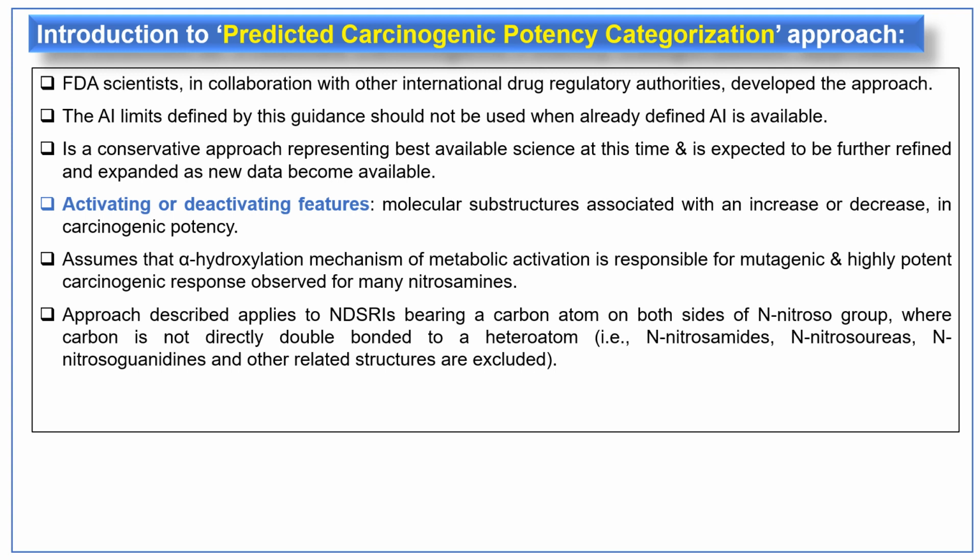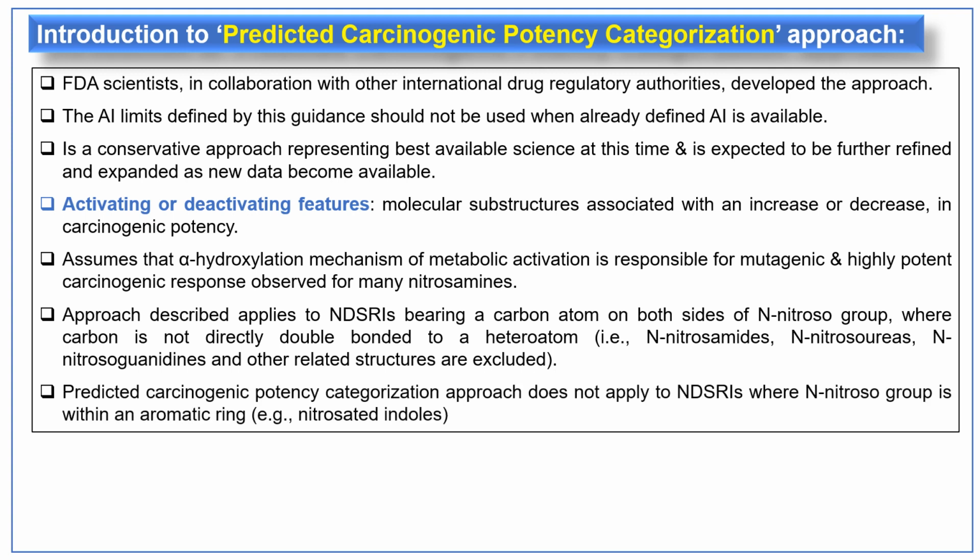This approach applies to the nitrosamine drug substance related impurities bearing a carbon atom on both sides of the nitroso group. Where the carbon is directly double bonded to a heteroatom, like N-nitrosamides, N-nitrosoureas, N-nitrosoguanidines and other related structures, they are excluded. The predicted carcinogenic potency categorization approach does not apply to impurities where the N-nitroso group is within an aromatic ring, that is indole.